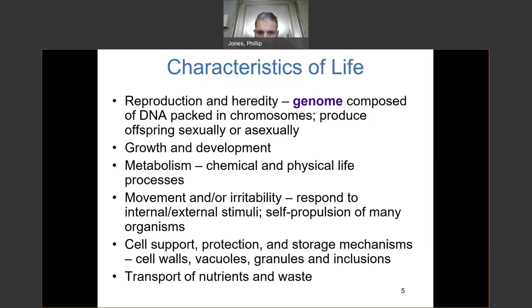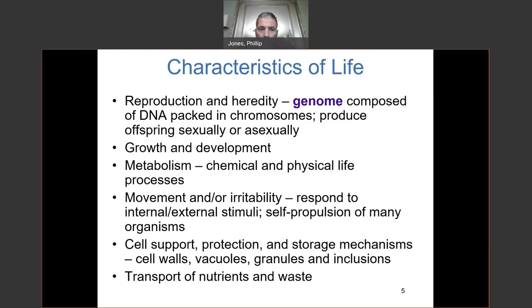So they respond to internal and external stimuli, self-propulsion of many organisms. So if there's a bacteria floating around and it picks up a chemical gradient of something it wants, if it has motility, it's going to move towards it. If it realizes the pH is changing or there's something toxic, if it senses it, it's going to try to move away from it. So it's going to follow that chemical gradient.